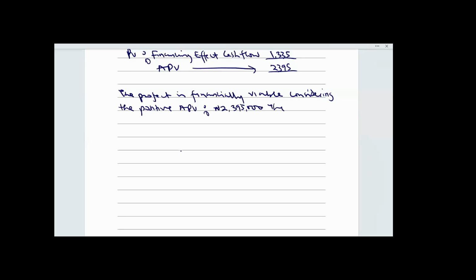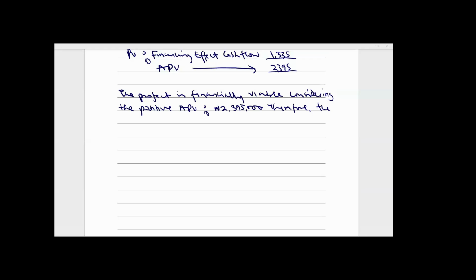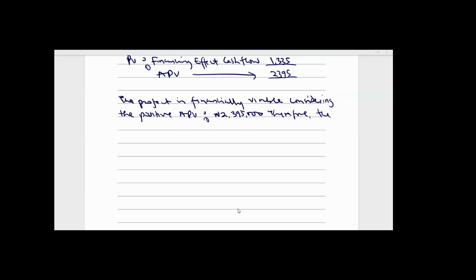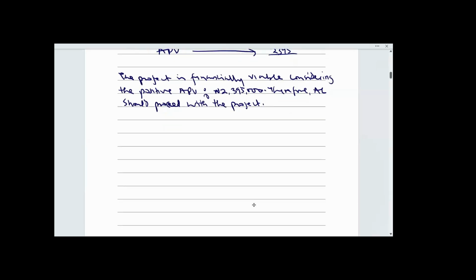Therefore, let me see what the examiner is asking. Whether AL should proceed with the project. Therefore, AL should proceed with the project. All right, so that's that. You pocket it, move to the next one.